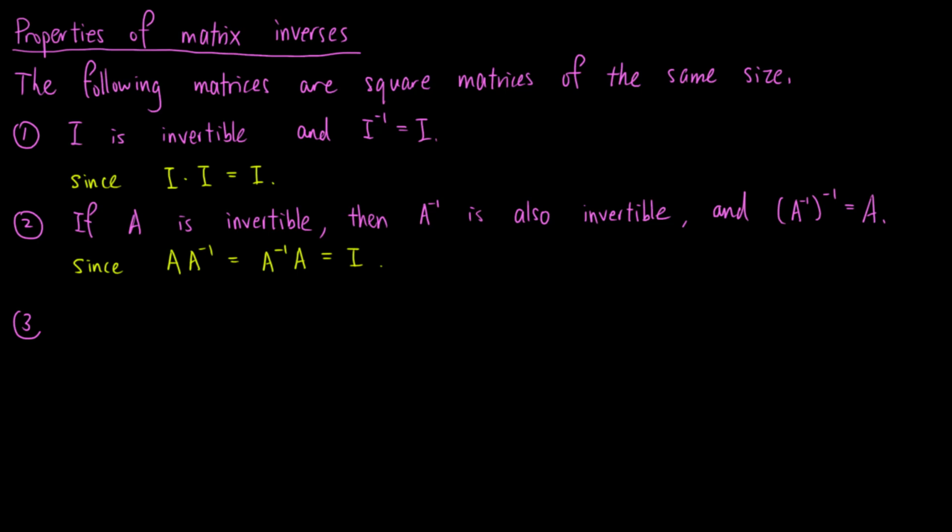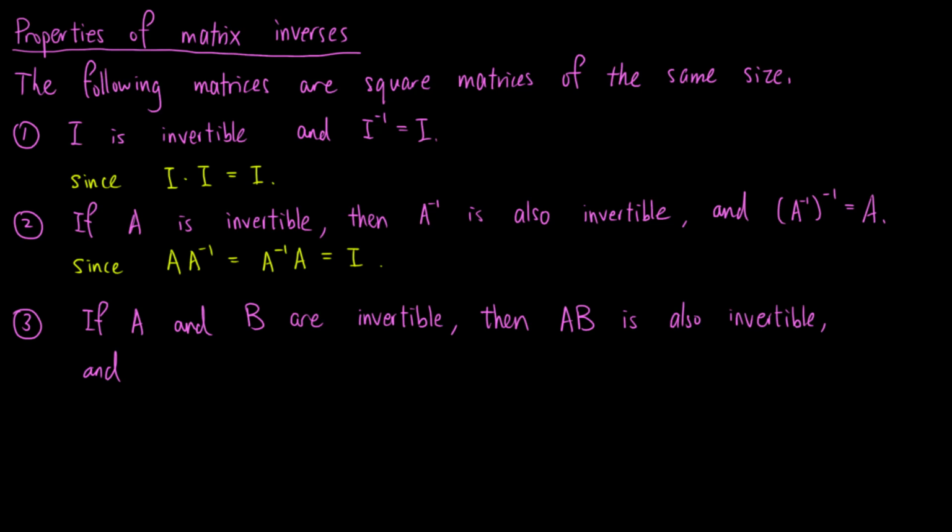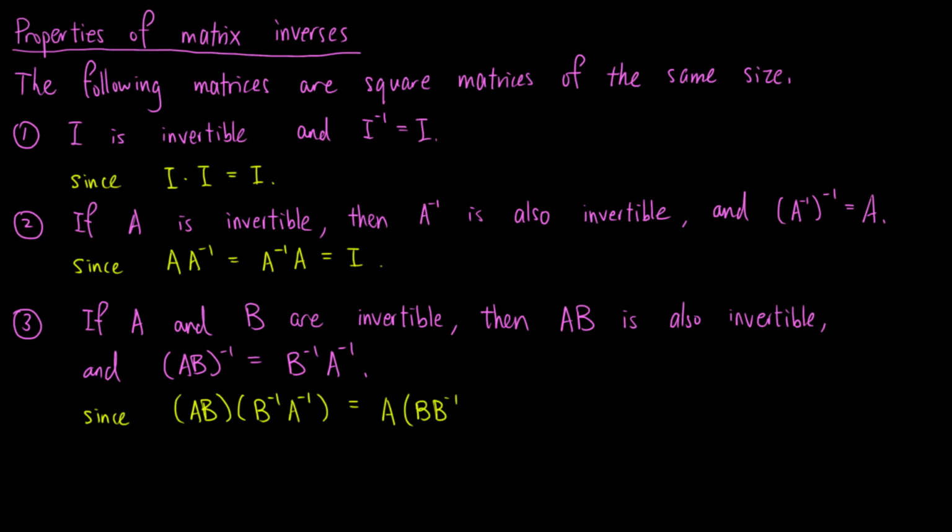For the third property, if A and B are invertible, then A times B is also invertible, and the inverse of A times B equals B inverse times A inverse. We can check this using the definition. (A times B) times (B inverse times A inverse) equals A times (B times B inverse) times A inverse. The bracket becomes the identity matrix, which can then be removed. So we have A times A inverse, which is again the identity matrix.